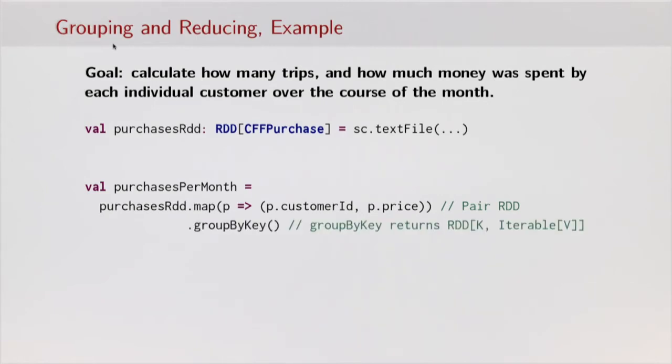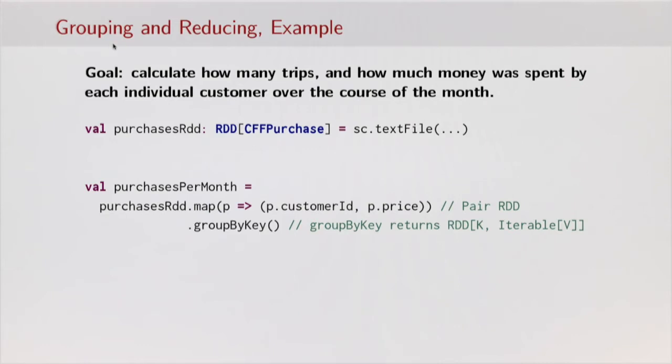Next, since the goal is to focus on each individual customer and to then calculate the number of trips they've made and how much money they've spent in the past month, it would make sense to group together all of the purchases per customer. So in that case, we reach for good old group by key, which returns a pair RDD with a collection of values that correspond to the values that go along with each key. So now we have a pair RDD where customer ID is the key, and then a collection of all of the purchase prices of that customer's purchases over the past month is the value.